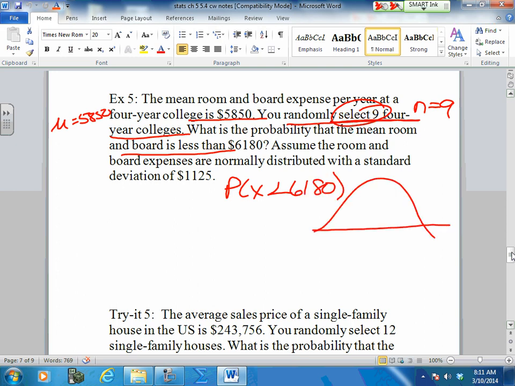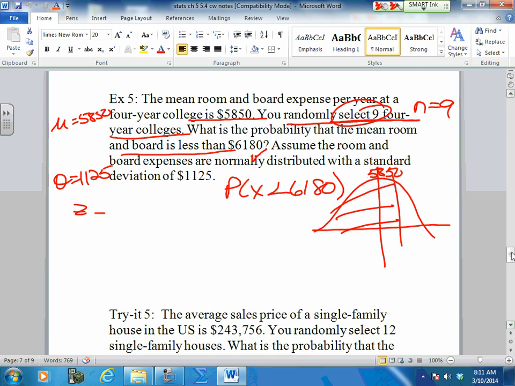So here's your graph. Here's your mean. 6180. We want this. So our probability has to be greater than 50%, right? Okay. We're going to assume they're normally distributed, so that's good because our sample size is small. You need to know this. And it has a population standard deviation of 1125.